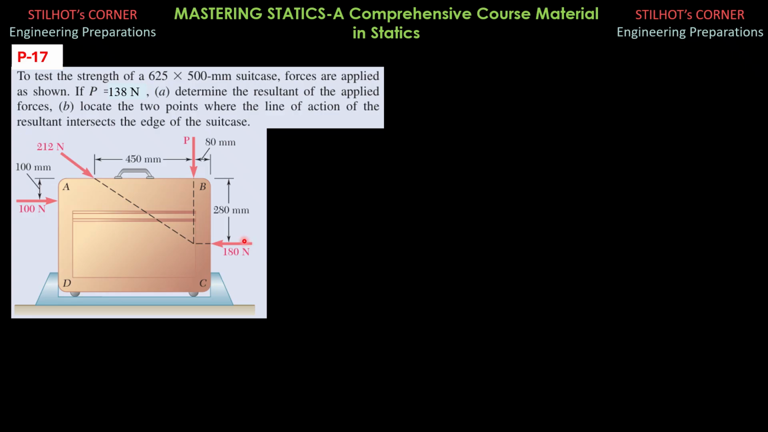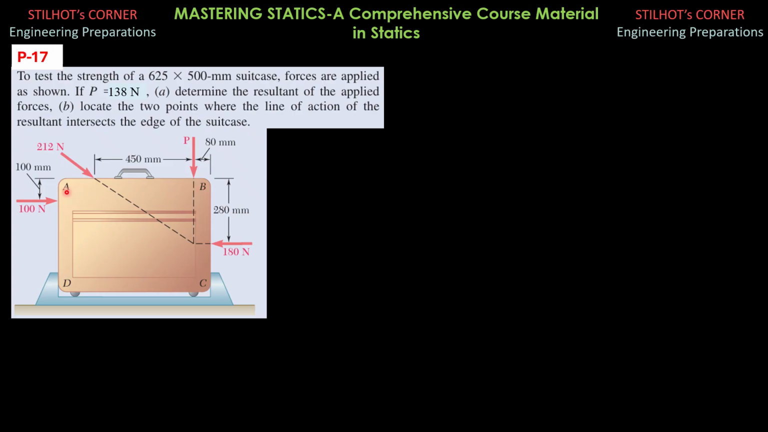I use the components of that resultant to locate its line of action with its intersection with the suitcase. So top and maybe this edge here, and I select B as the reference.